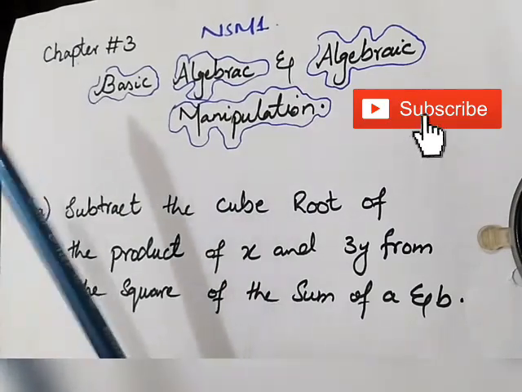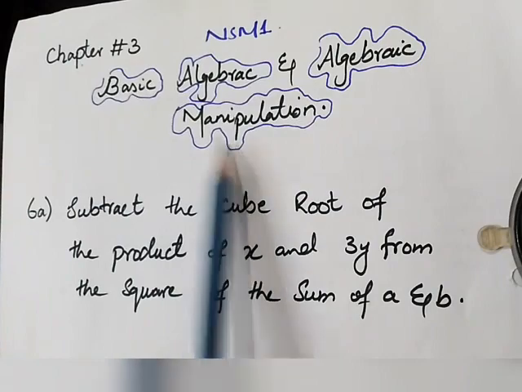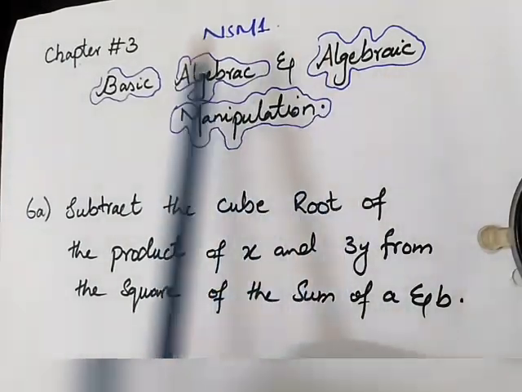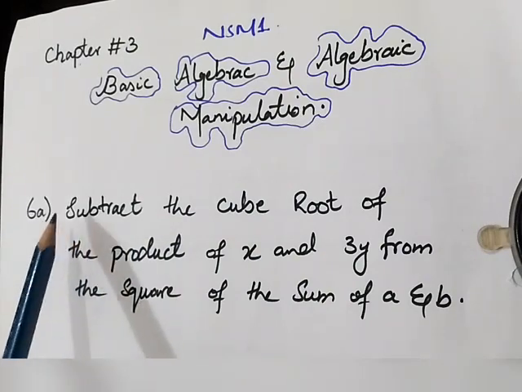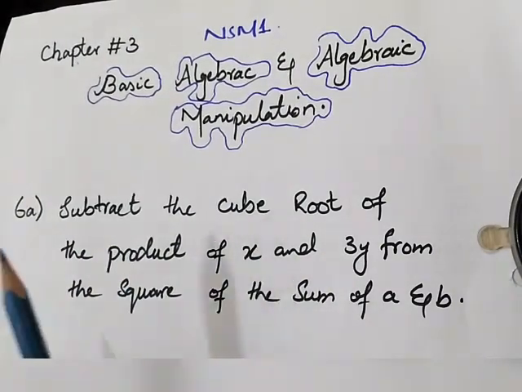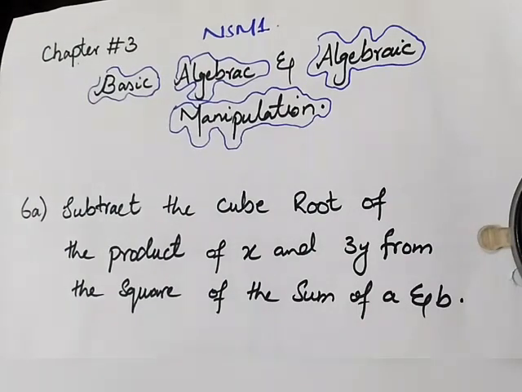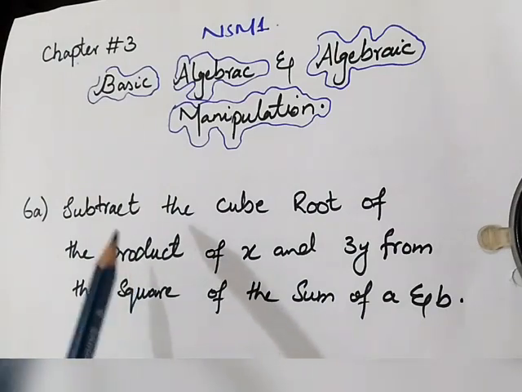Students, today we will do chapter 3 NSM1 Basic Algebra and Algebraic Manipulation in the new book, and it is chapter 4 in the old book. We will do question 6 part A. First of all, what is the question? The question is, write down an algebraic expression for each of the following statements, and here is the first statement.